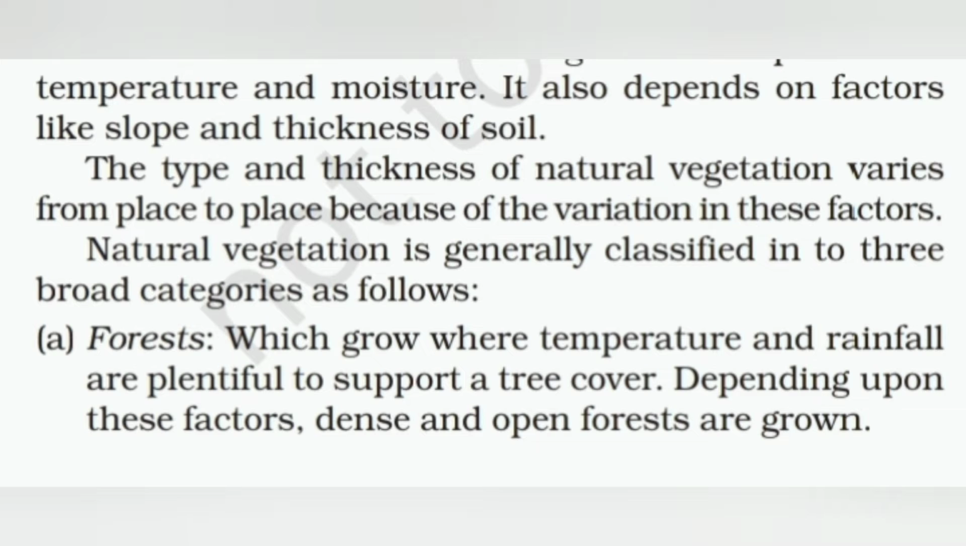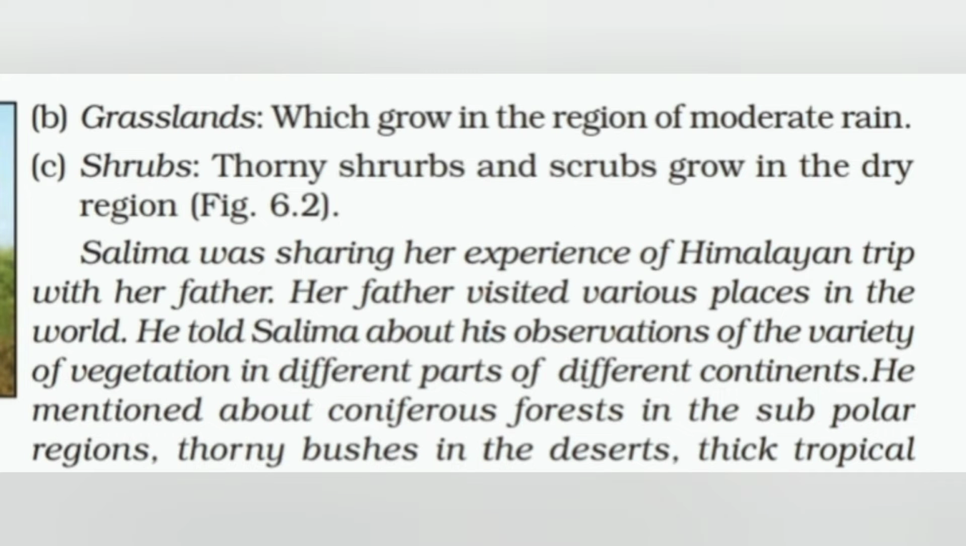Natural vegetation is generally classified into three broad categories as follows. First, forests, which grow where temperature and rainfall are plentiful to support a tree cover. Depending upon these factors, dense and open forests are grown. Second, grasslands, which grow in the region of moderate rain. Third, shrubs. Thorny shrubs and scrubs grow in the dry region.